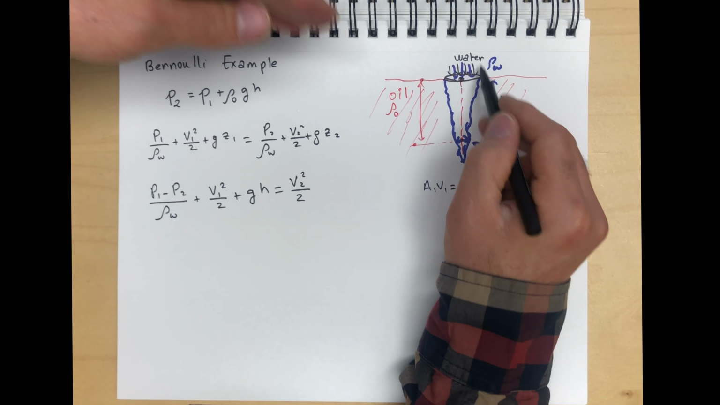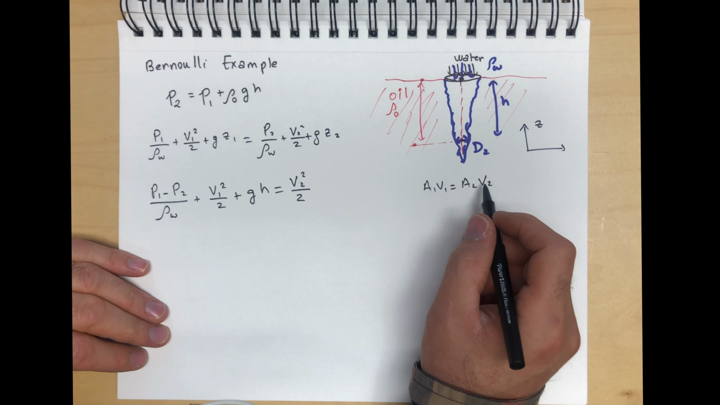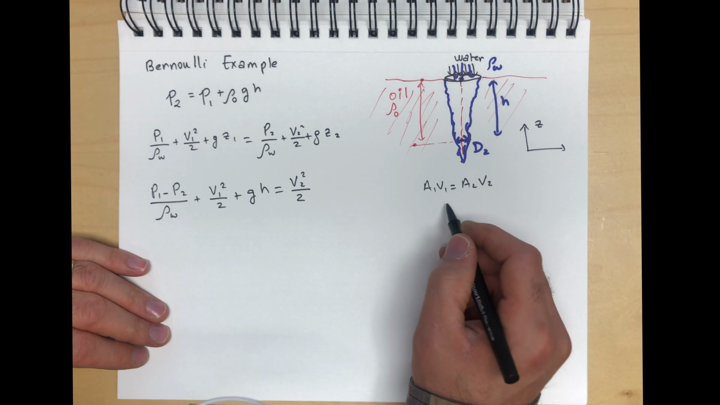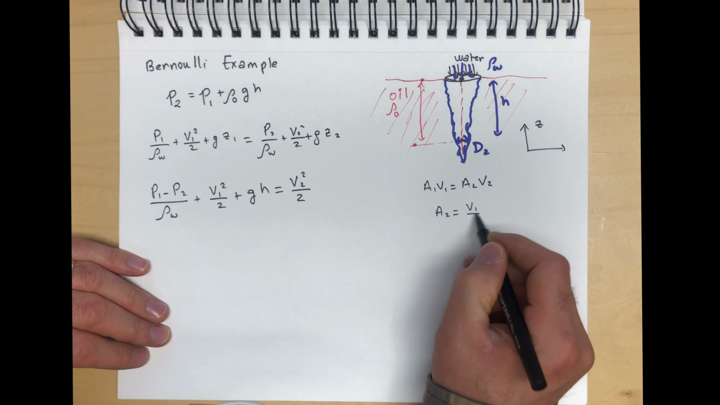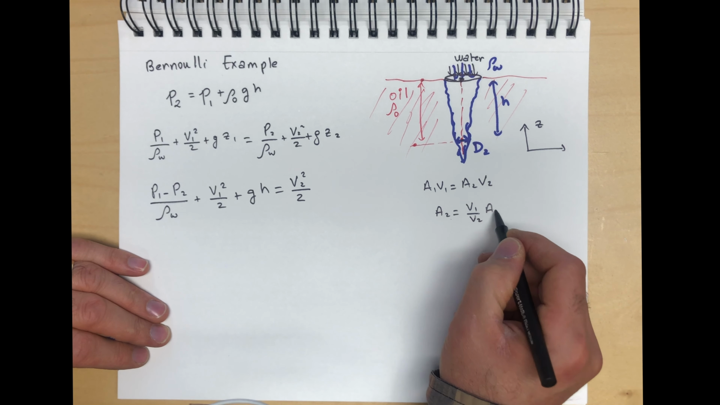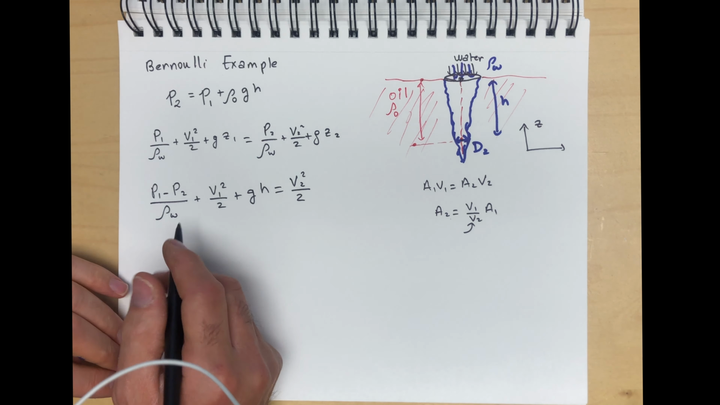Let's say this is connected to a tank, or we know what the velocity V1 is. So what we're after is essentially the area A2, which is V1 over V2 times A1, and we want to calculate V2 from the Bernoulli equation.